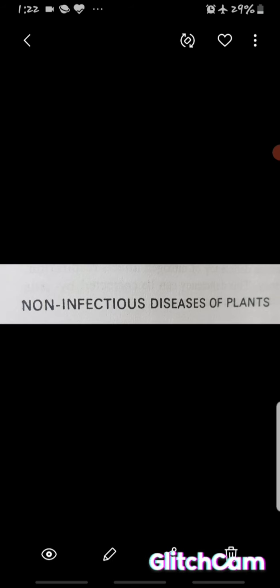An excess supply of micronutrients and certain non-essential elements like aluminium, cobalt, nickel, chromium, selenium, arsenic, lead and mercury have been known to produce toxic effects in plants.